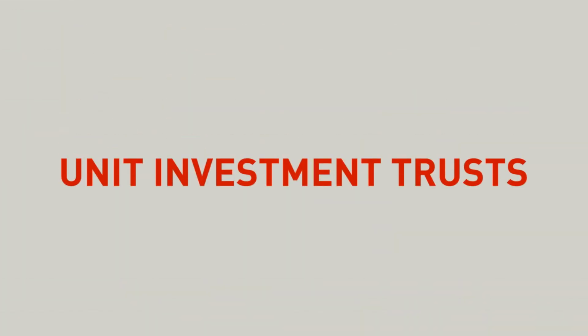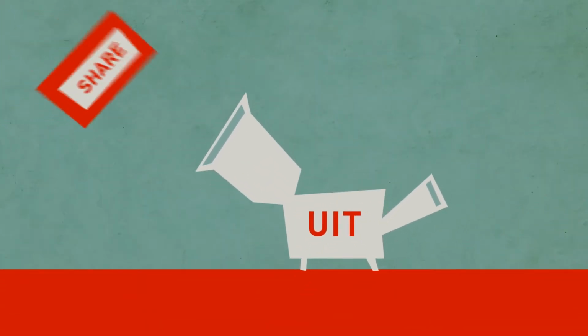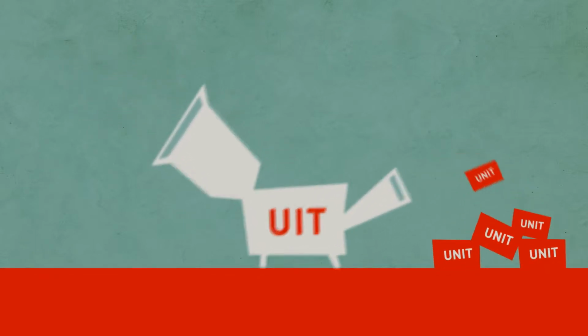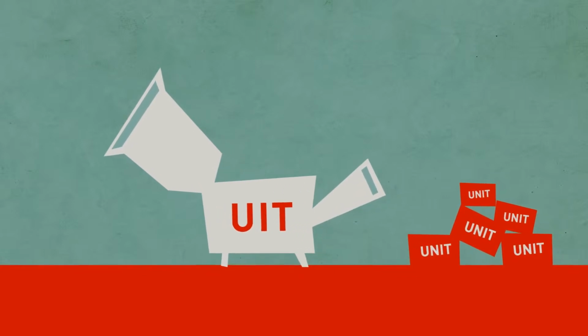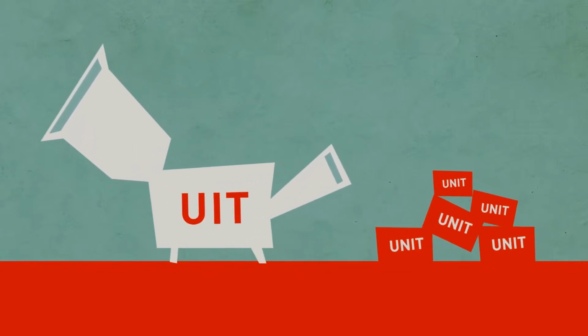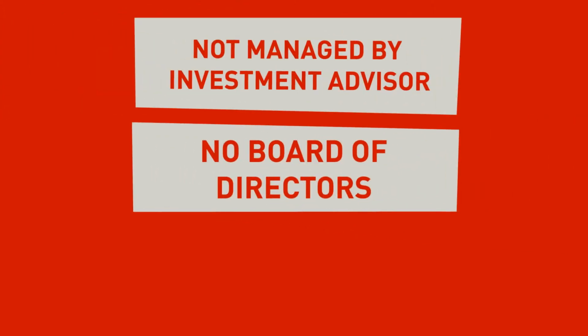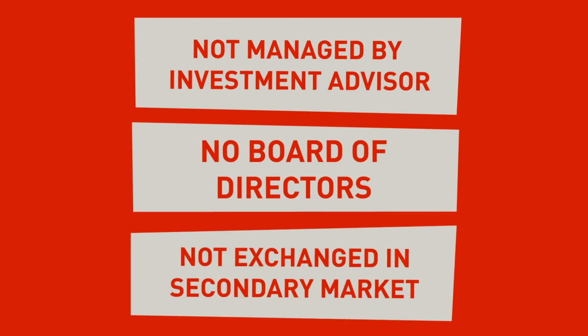In addition to management investment companies like mutual funds, unit investment trusts are another type of investment company. A unit investment trust, or UIT, will generally buy bonds or shares of other issuers for its portfolio of securities, and then issue redeemable units to investors, similar to a mutual fund. But unlike mutual funds, UITs are not actively managed by an investment advisor, nor do they have a board of directors. They are also not exchanged in the secondary market.